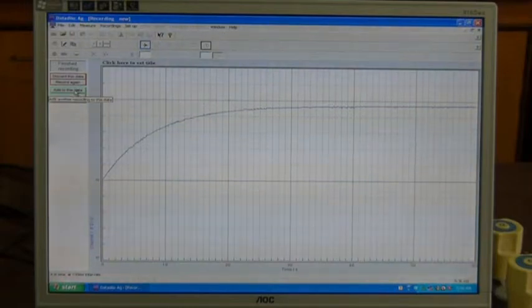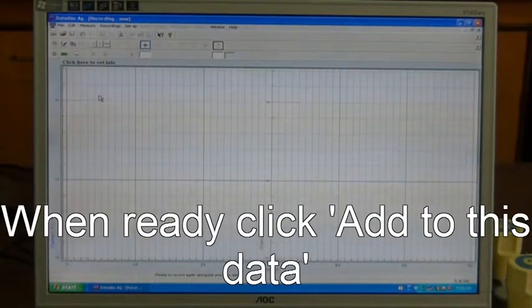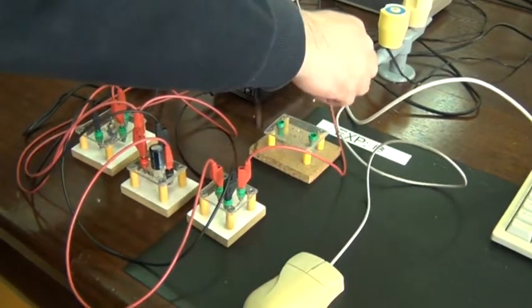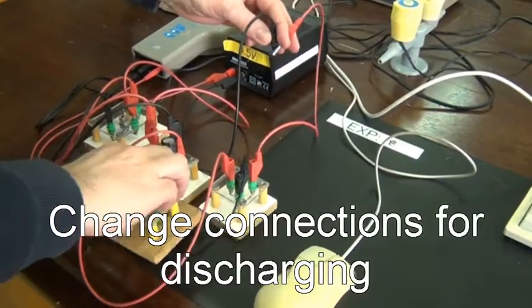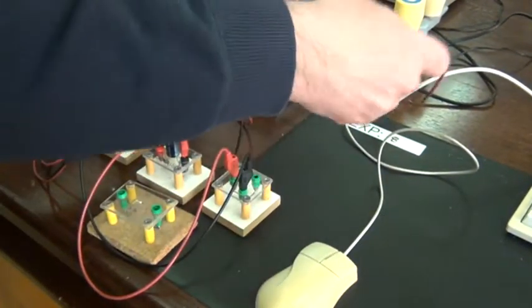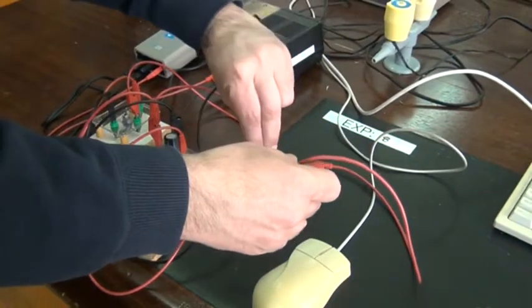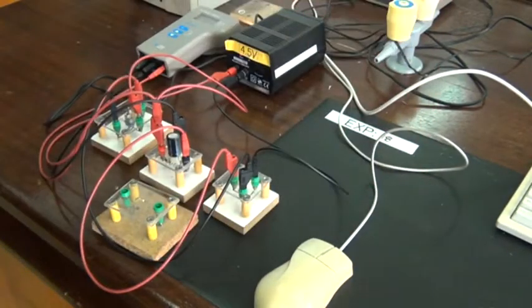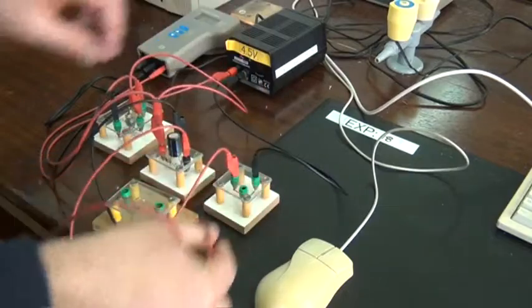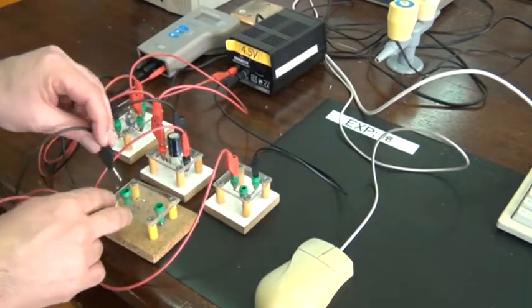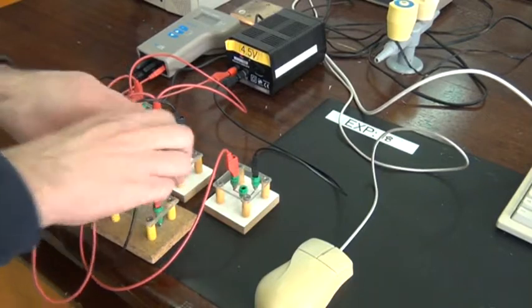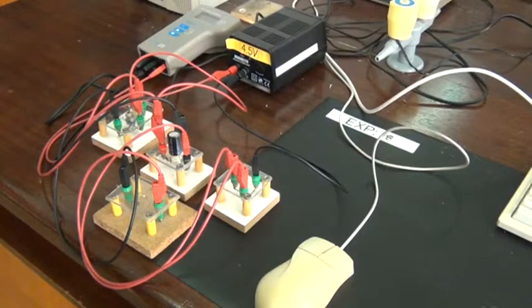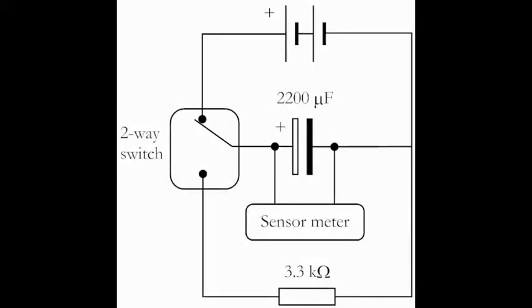When the computer is ready, we click Add to this data. And now we change connections to prepare for discharging. So the circuit is changed by connecting the resistance across the capacitor. The diagram shows the circuit appropriately.